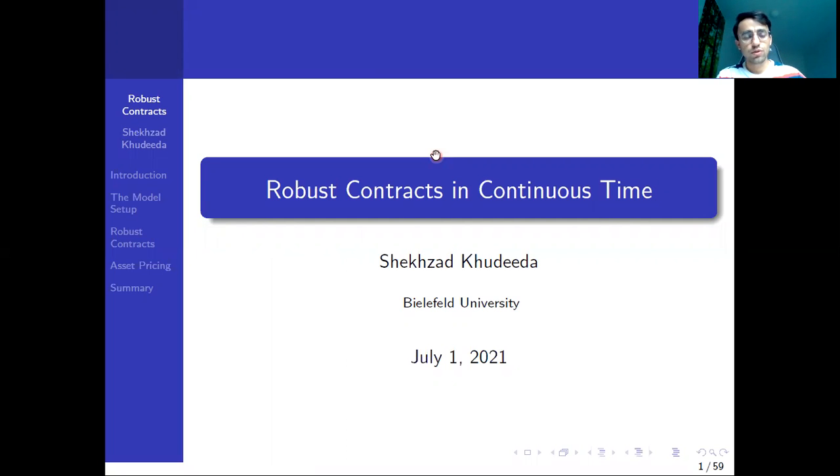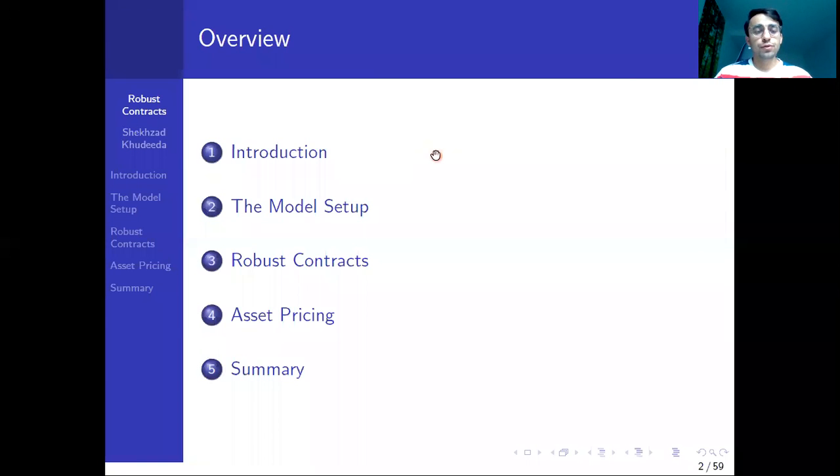My name is Shekzat Kudera, and I'm going to present a paper named "Robust Contract in Continuous Time" that was published in 2016. My presentation involves 5 sections: introduction, set up the model, robust contract, asset pricing, and lastly, summary.